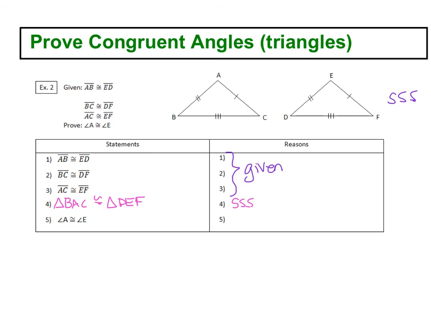Alright, now that you've got congruent triangles, you can say that any of the corresponding parts are congruent. So, what are we trying to prove? Angle A is congruent to angle E, and because the triangles are congruent, this is true. And how do we know that it's true? Our favorite, CPCTC. Corresponding parts of congruent triangles are congruent.